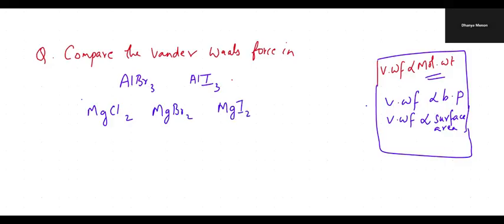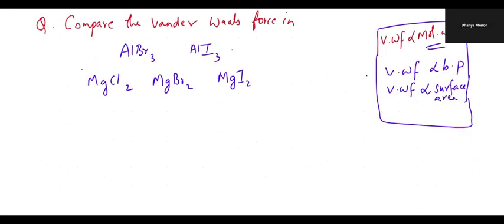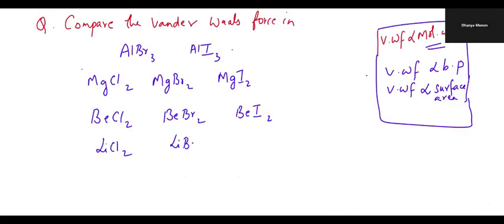Okay, then I have beryllium chloride, then beryllium bromide, and beryllium iodide. Okay, I have lithium chloride, lithium bromide, and lithium iodide.